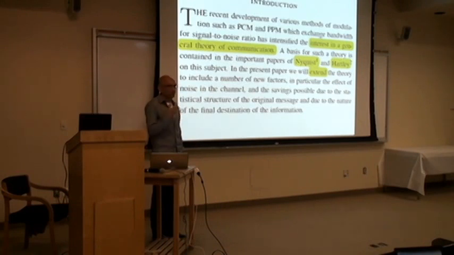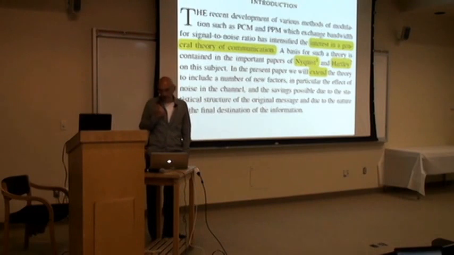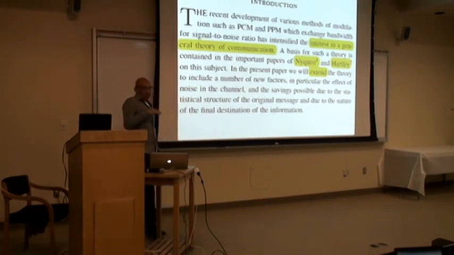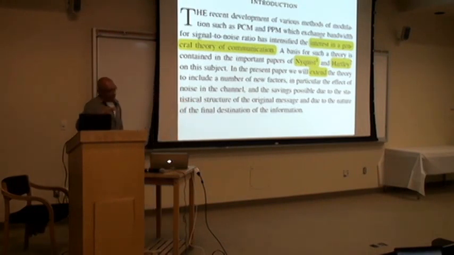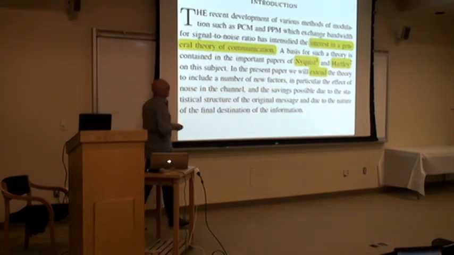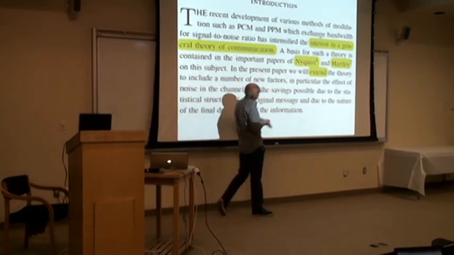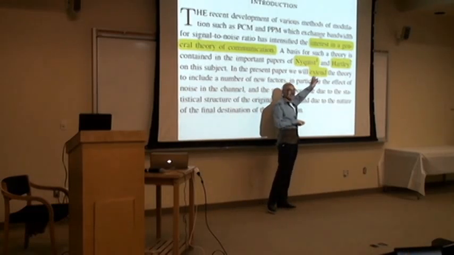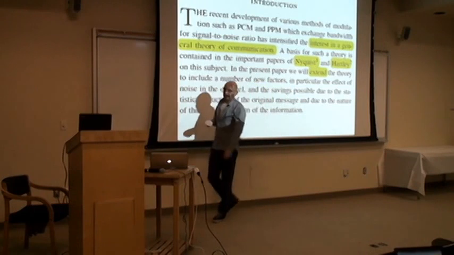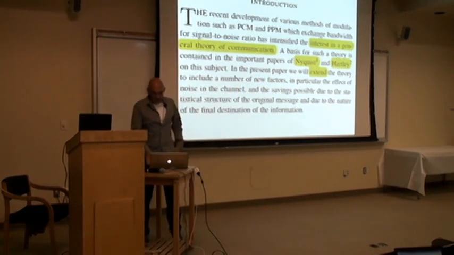Actually, when you read that paper, it has very modern language, like intersymbol interference, capacity of a system, information, and so on. But it's very descriptive, nothing really mathematical. So then he says, in the present paper, we will extend the theory. You know, extend, this is like the understatement of the century. He was a very modest man.